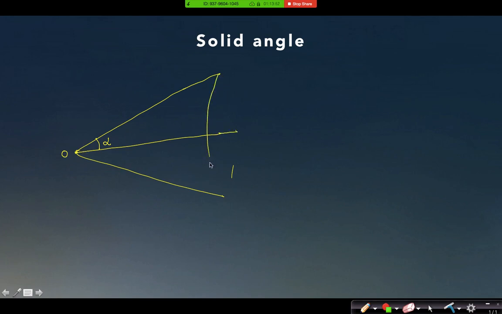Suppose this is a cone that I could find, a cone which has a semi-apex angle of alpha. Now my question is, what is the solid angle for this distribution, for this disk at this point O? Again, what I will do, I will draw a sphere of unit radius, and I will find what is the area of that sphere that is trapped inside the cone, right?